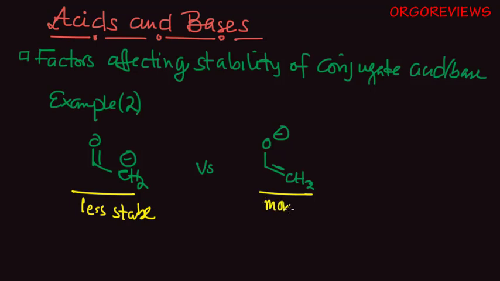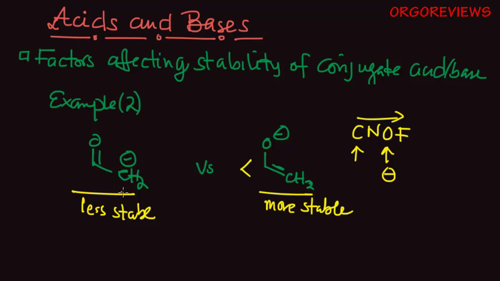So this will be more stable because remember, carbon is more electropositive and it doesn't attract the electrons very well. So we had carbon, nitrogen, oxygen, fluorine, and we said that as you go from the left to the right, electronegativity increases. So electronegativity increasing means oxygen will be able to take more electrons than carbon. So we expect that this will be more stable compared to that. So these are ways to compare the stability of a conjugate acid or a base.